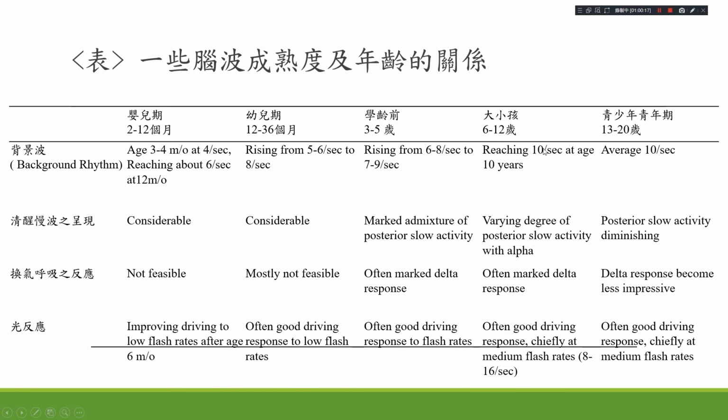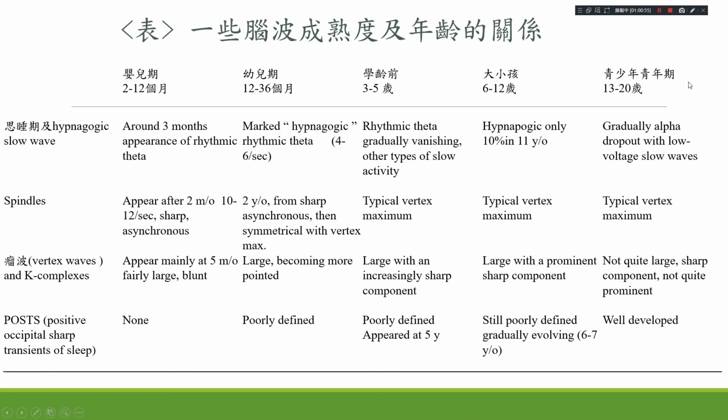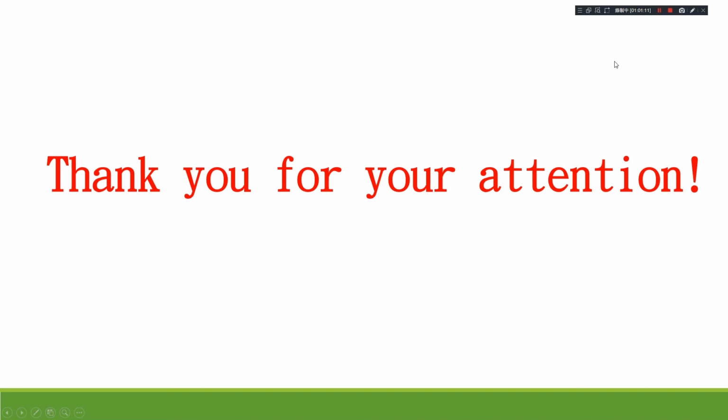Sorry about the Chinese characters here, but this is the table of the developmental changes in background activity, the background rhythm, and the slow waves appearing in the awake state, which is normal in children. The hyperventilation response usually shows a marked response between 4 to 12 years old. And the photic driving response will have age-dependent change too. And this is the sleep stage, how they have developmental change, age-dependent change. So that's it. Thank you for your attention.